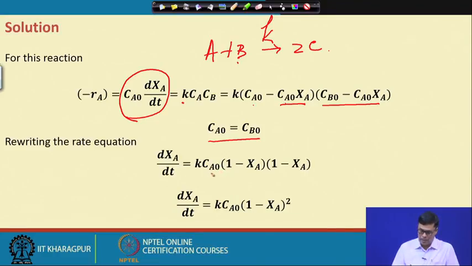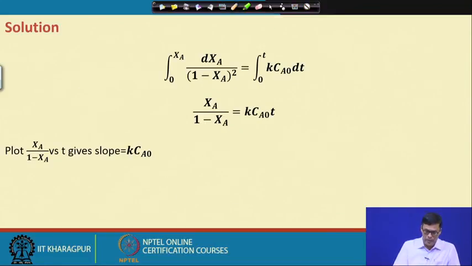So we can have this equation that K into Ca0. Here Ca0 and here also Ca0. If you take common, then Ca0 squared is there. So one Ca0 will cancel, and another Ca0 remains. So 1 minus Xa square is there. We can write this expression like this.